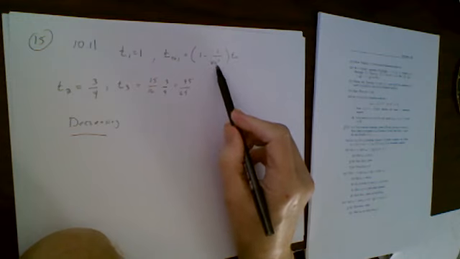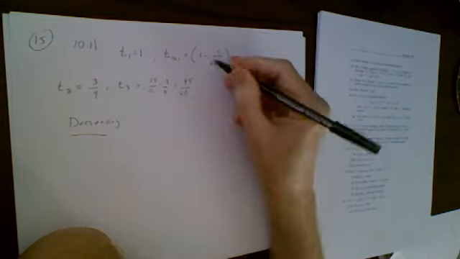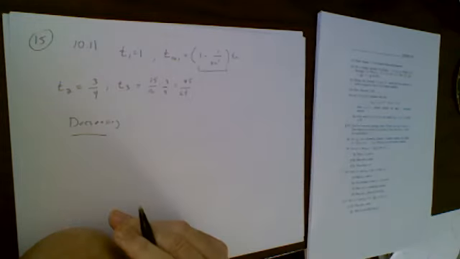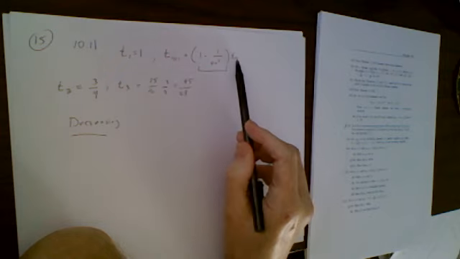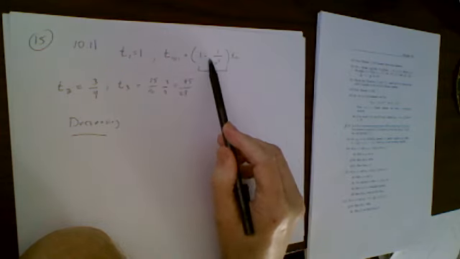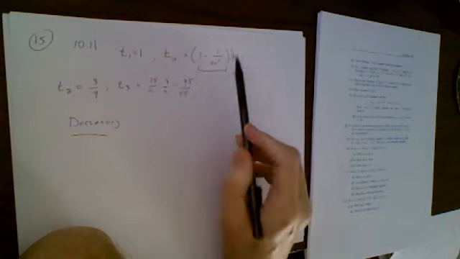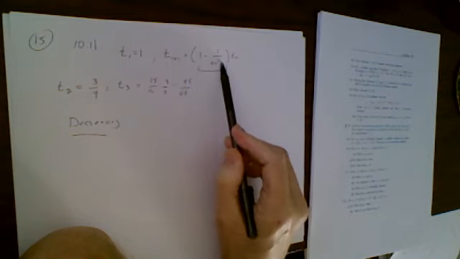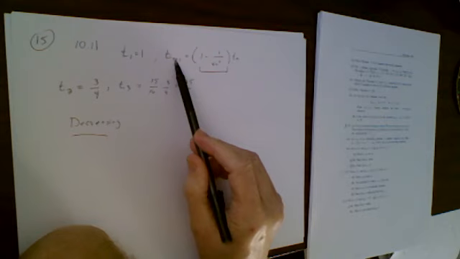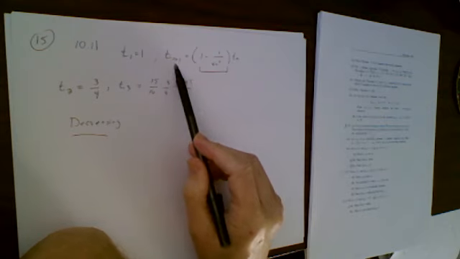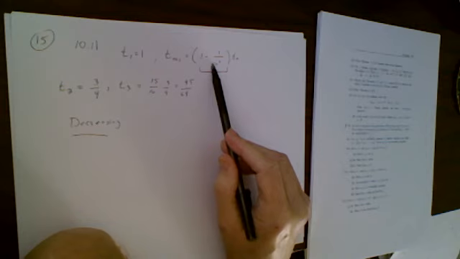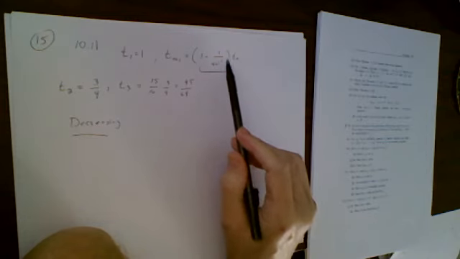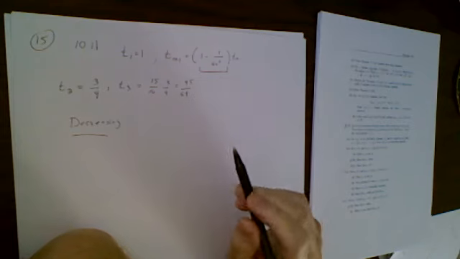1 over 4n squared is always positive. So 1 minus 1 over 4n squared is always less than 1. So the way you get to T2 is you take T1 and multiply by something less than 1. The way you get to T3 is you take T2 and you multiply by something less than 1. The way you get the next term in the sequence is you take the previous term and multiply by something less than 1. So if I continue to multiply by things less than 1, things continue to shrink.